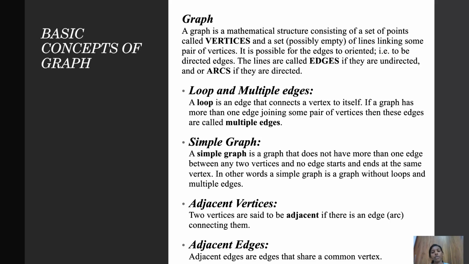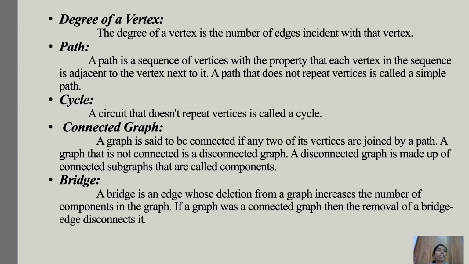Adjacent vertices. Two vertices are said to be adjacent if there is an edge connecting them. Adjacent edges. Adjacent edges are the edges that share a common vertex. Degree of vertex. The degree of a vertex is the number of edges incident with the vertex. Path. A path is a sequence of vertices with the property that each vertex in the sequence is adjacent to the vertex next to it. Cycle. A circuit that does not repeat vertices is called a cycle.